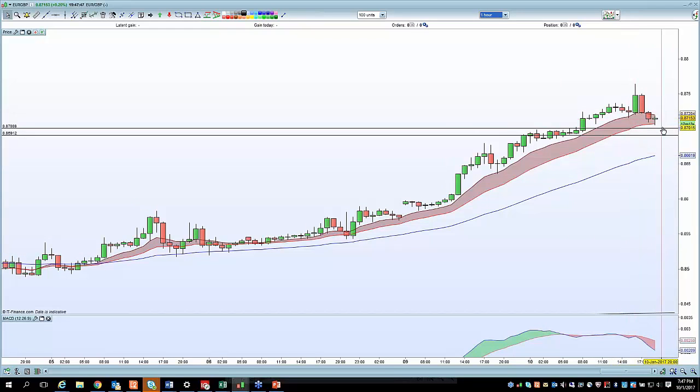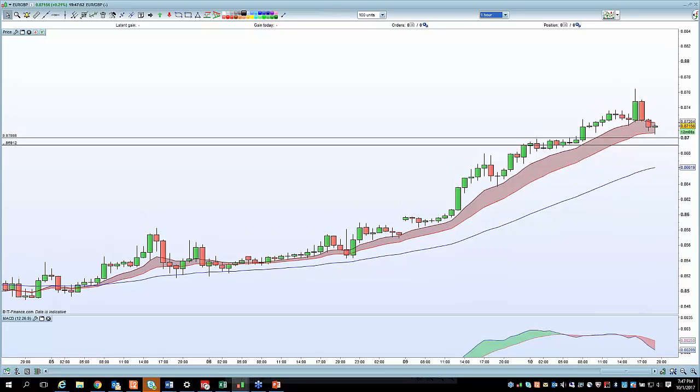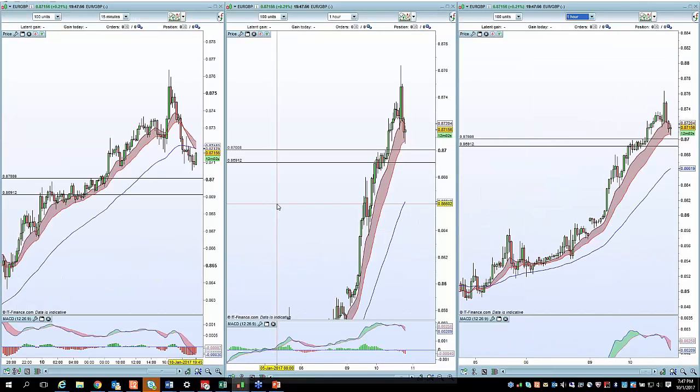So I'm prepared to let it fall all the way to these two lines here, anywhere between 86.80 and 87. Then if you want to take an intraday buy, it's possible, but don't expect it to make a higher high that soon, just because of the divergence. Okay.